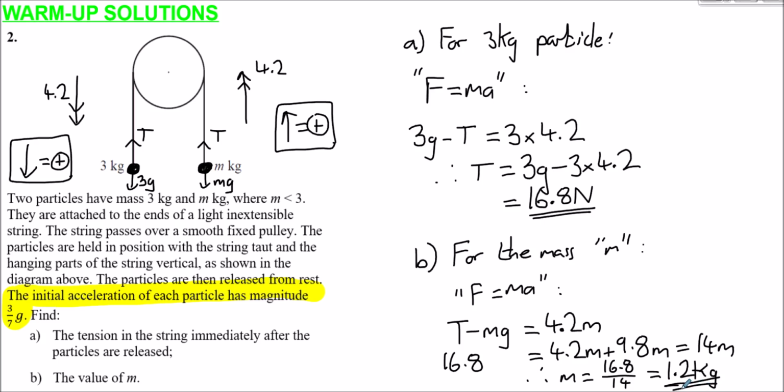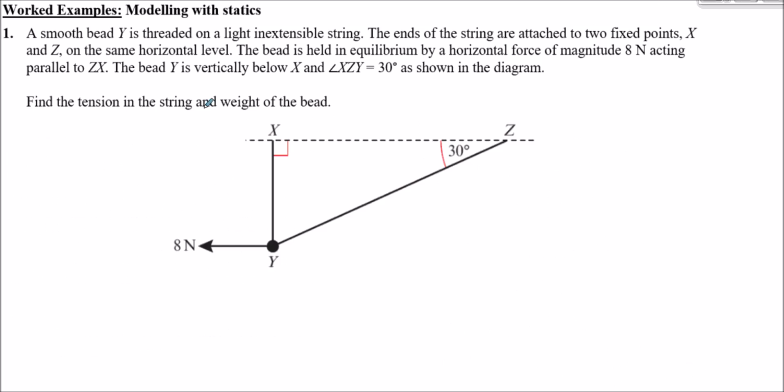We can now have a look at some examples based on what we're looking at today, which is statics involving smooth particles and smooth surfaces. So worked example 1, modelling with statics. We've got a smooth bead Y at the bottom of this diagram, and it's threaded on a light and inextensible string. And the string is attached at 2 points X and Z on the same horizontal level.